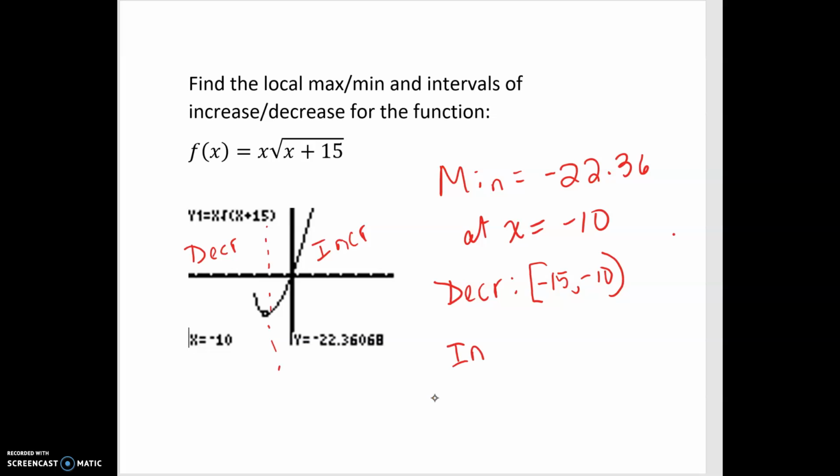The increasing section then would be from the negative 10, and we're going as far as we want forward. It's going to continue to go up, so we're going to say that that goes to infinity.